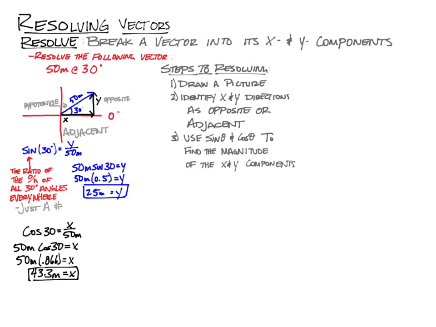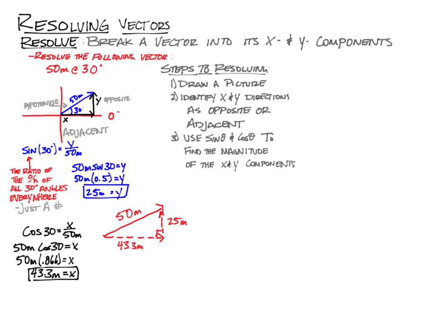So what we've done here, just to sketch it out real quick, is we've taken this 50-meter vector and looked at how much of that's in the x, which is 43.3 meters, and how much of that's in the y, 25 meters. So when we start adding these up, I would put in my y column positive 25 meters and in my x column positive 43.3 meters.